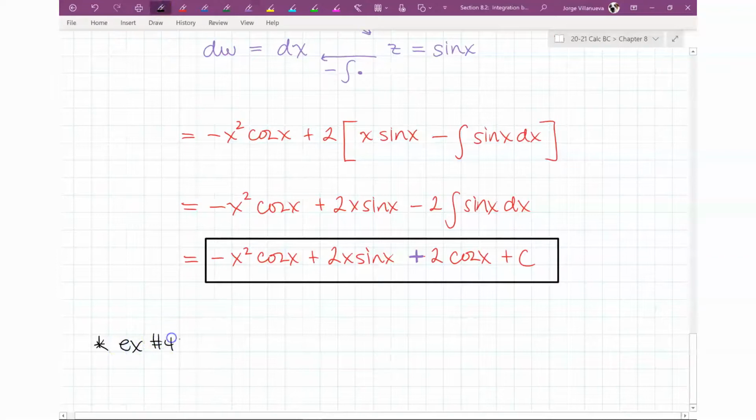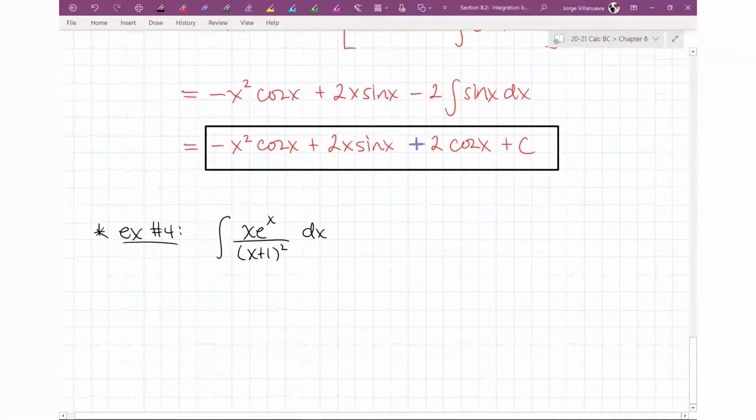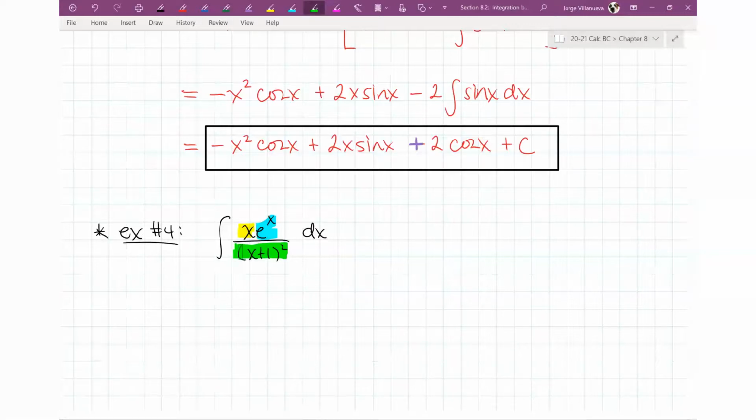So example number 4. Integrate x e to the x over x plus 1 squared dx. Now notice this one has 3 functions in it. It has an x, an e to the x, and then a 1 over x plus 1 quantity squared. So there are 3 functions here. And then add in the differential dx, then we can kind of say there's 4.